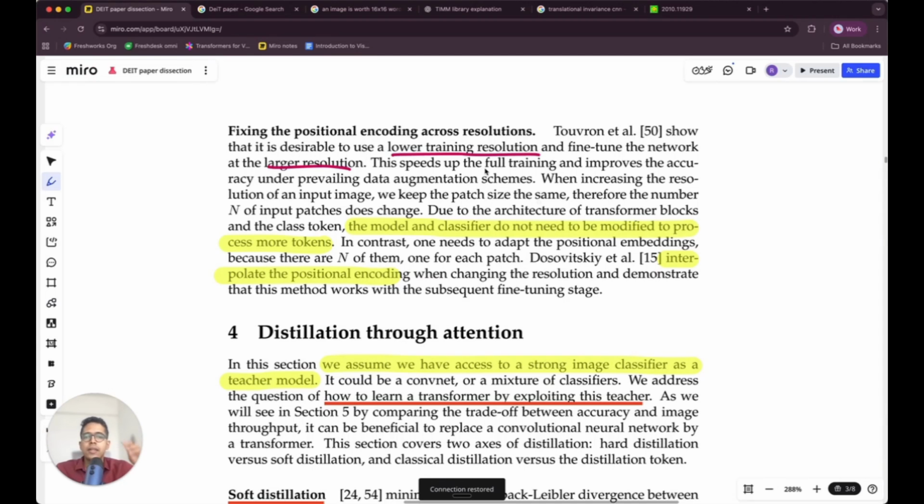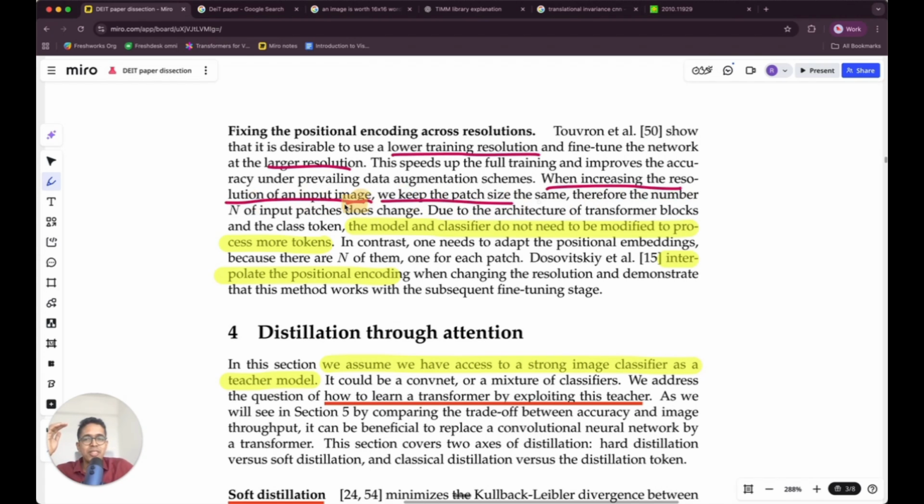But here what you're saying is training at a lower resolution and fine tuning at a higher resolution. This speeds up the full training and improves accuracy under prevailing data augmentation schemes. When increasing the resolution of an input image, we keep the patch size the same, and therefore the number n of input patches does not change. So what is said is, when increasing the resolution of an input image, we keep the patch size the same. Therefore, the number n of input patches does change.